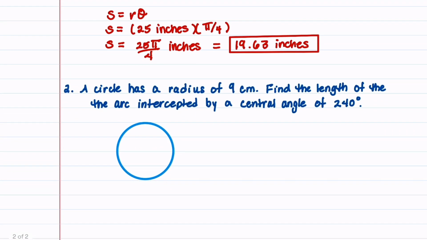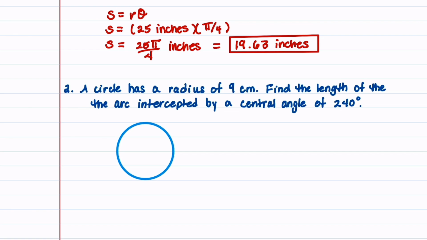In our second problem, we have a circle with a radius of 9 centimeters, and we're asked to find the length of the arc intercepted by a central angle of 240 degrees. Let's note that in the first problem, our angle was in terms of radians, and in this problem, our angle is in terms of degrees. So for this problem, we're going to have to do an added step of converting our degrees to radians.